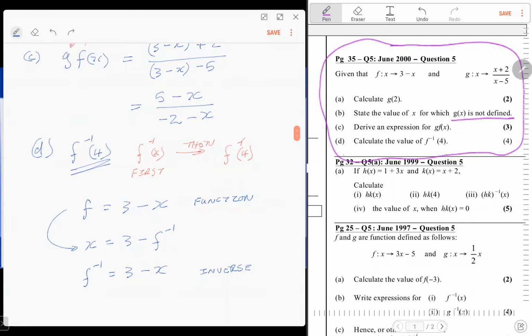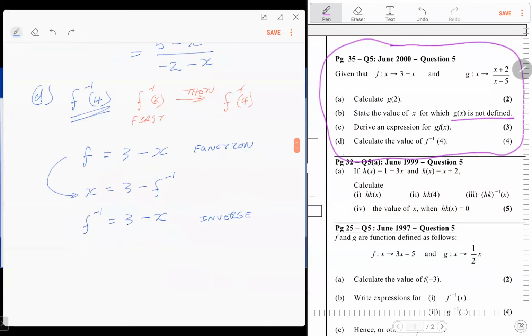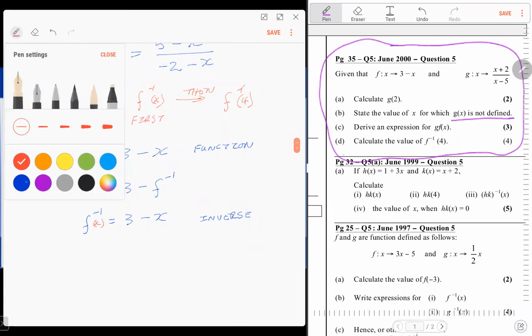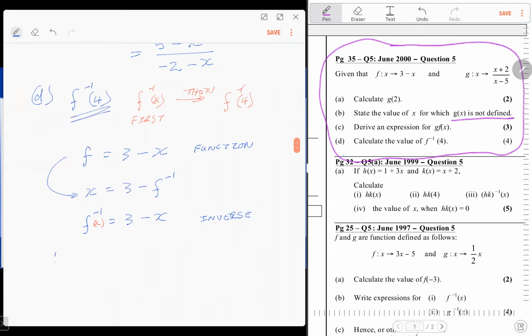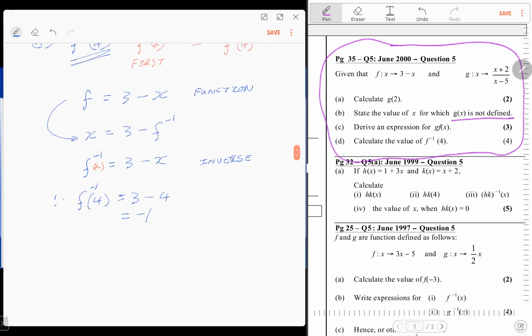All right. But let us do the f to the minus 1 of 4 first, and then I'll explain to you why that is possible. So we can put in x, and then we can say therefore, I put in the 4 now. f to the minus 1 of 4 is 3 minus 4, which is negative 1. That is negative 1. All right, now let me show you why the f and the f to the minus 1 are the same.